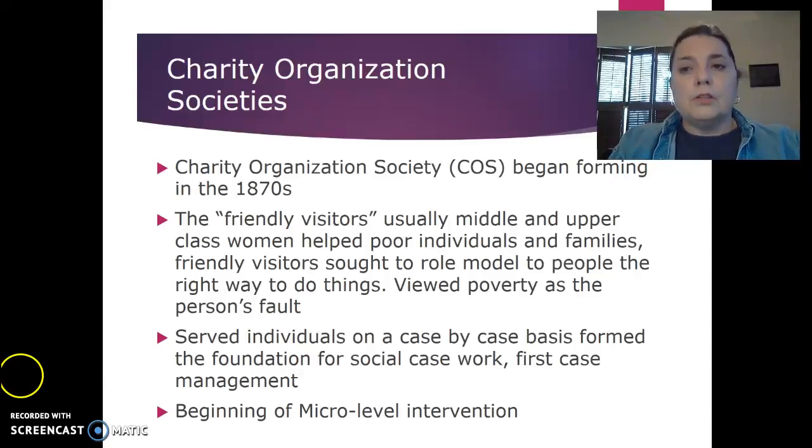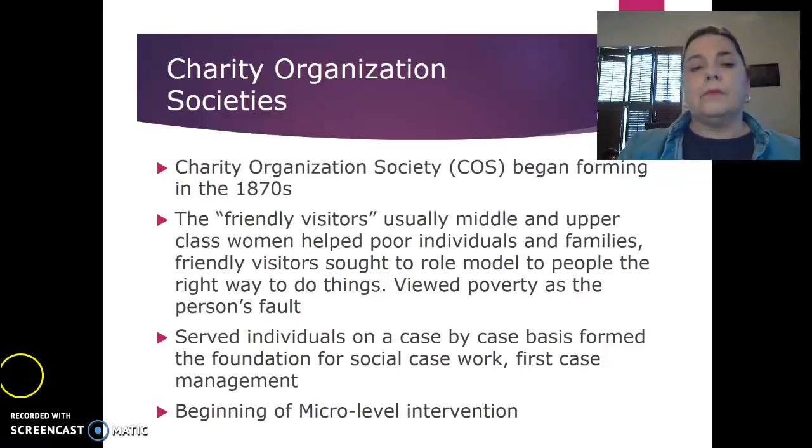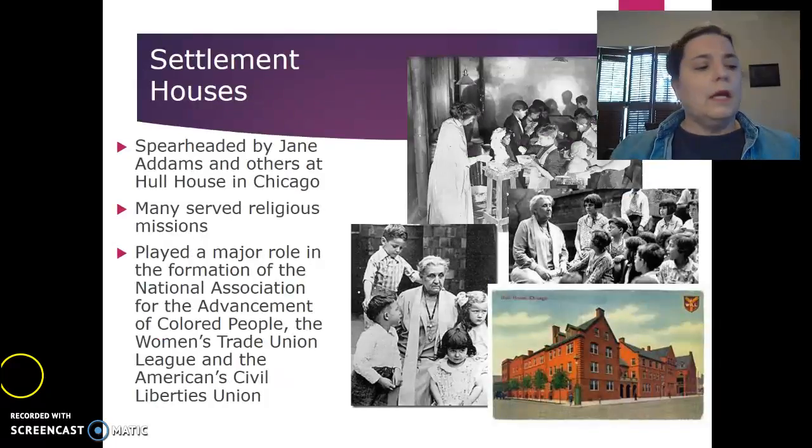They would come. I'm sure they were very well-meaning, but they also viewed poverty as their fault. And their idea was, if I role model to you, maybe you will be better. If you look at my life. Interesting. But this is where we first saw the micro level interventions and where we see people working case by case. It also is where the settlement houses came from, spearheaded by Jane Addams.